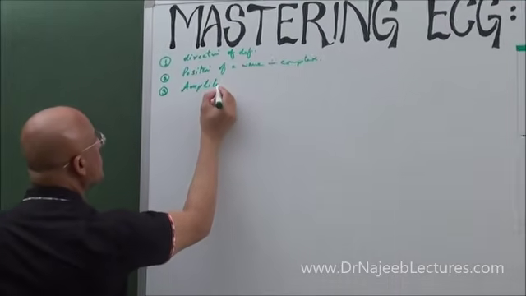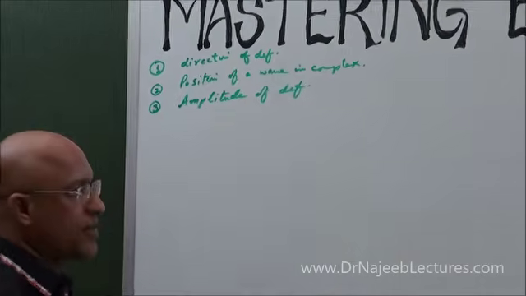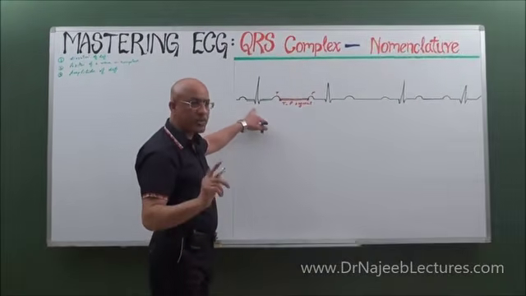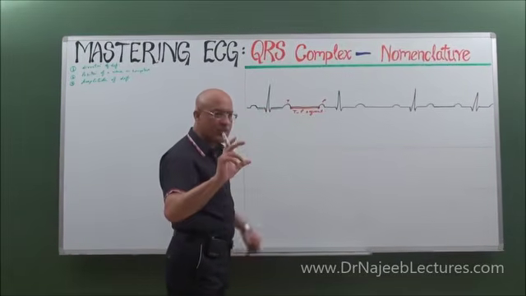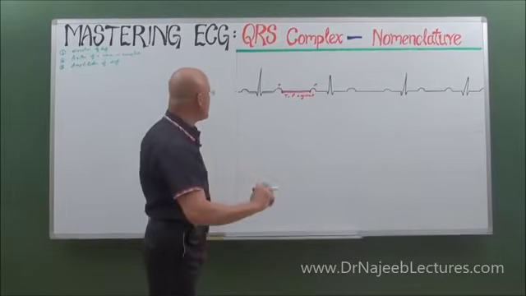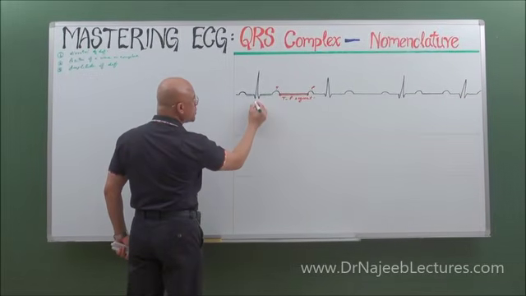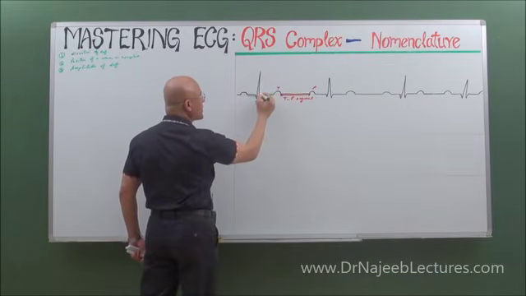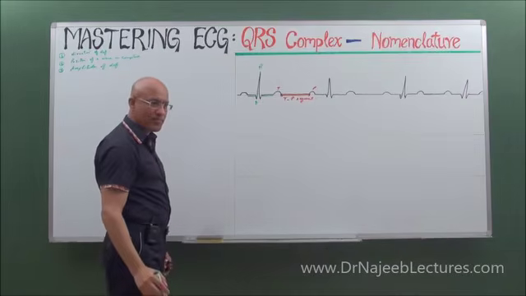Amplitude of deflection. If the deflection is small, then it is represented by a small letter. If the deflection is large, it is represented by a capital letter, right? For example, if it is a small deflection, and I call it Q, then it will be a small letter. And if it is a large deflection, and I have to represent it by R, it should be written in capital.